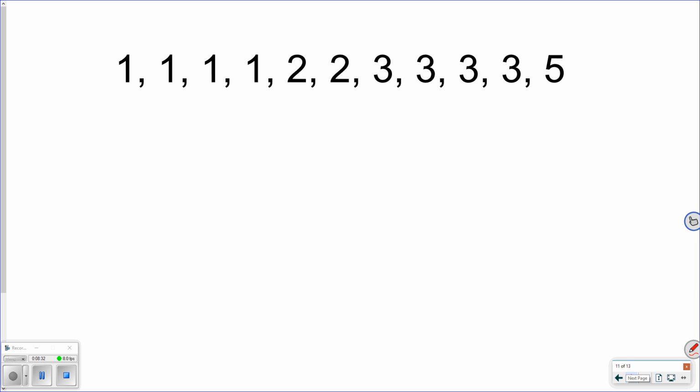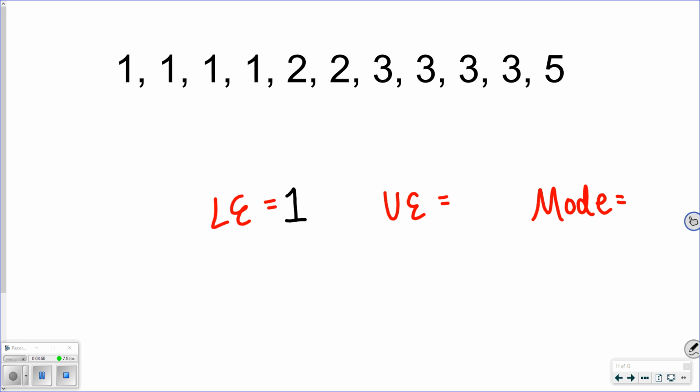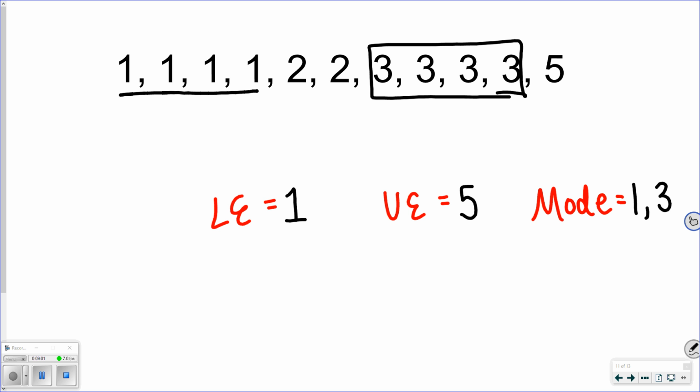How about if I give you this set of data? Can you find our 3 values? So I'm looking for our lower extreme, our upper extreme, and our mode. The lower extreme is 1, the upper extreme is 5, and in this problem there are 2 modes, 1 and 3, because both of them occur 4 times, which is more than any other number.